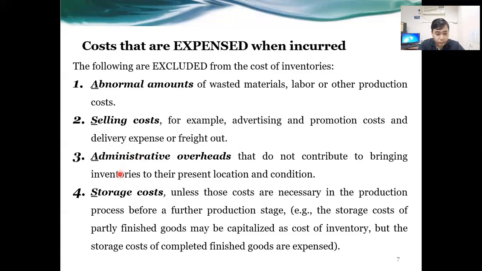Now, administrative overheads. So, anong mga administrative overheads that do not contribute to bringing inventories to the present location and condition? For example, grocery store, di ba? Butang sa dabi, manufacturing company. When you say manufacturing, like the Coca-Cola or ang Dole bala nga sa pineapple, okay? Now, ano ang normal nila nga production, di ba?